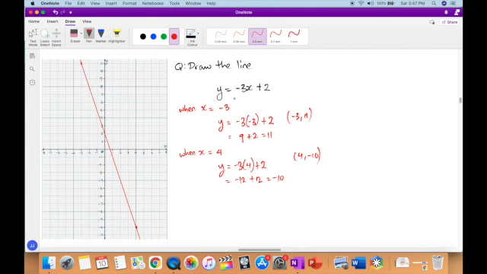We could see here that it has a negative in front of the x, so it's sloped that way. We call this a negative gradient, but we'll see that just now. We'll see here that it has a positive 2 here, and so the line cuts the y-axis at positive 2 there.